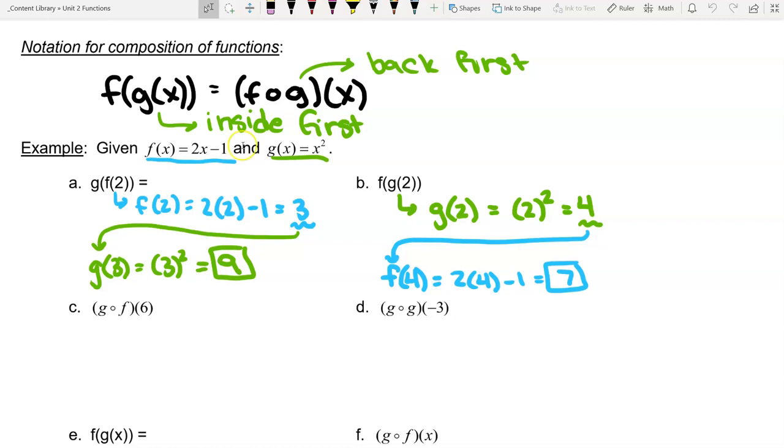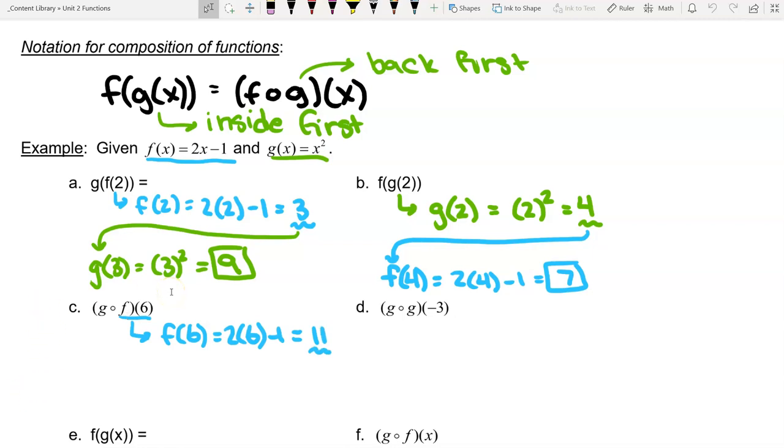Meaning you start with the f first. Okay? So the back, I call it, because it's like, this is the front one, that's the back one. So I'm going to start with f of 6. F is my blue function, so I'm starting here. Okay? So you start with f of 6, and I'm going to go 2 times 6 minus 1, and I get 11. And then I do the front function, which is the g letter.